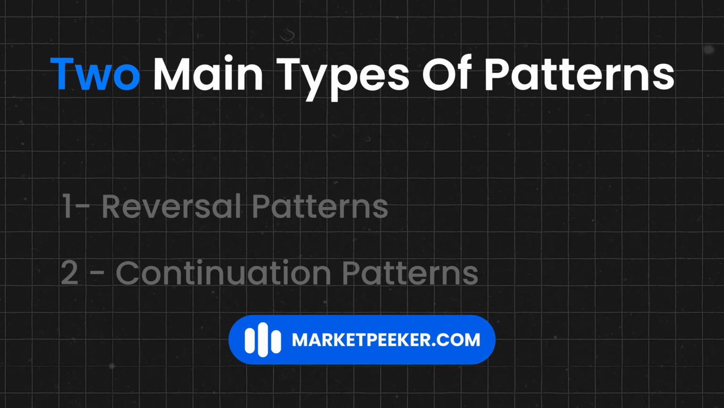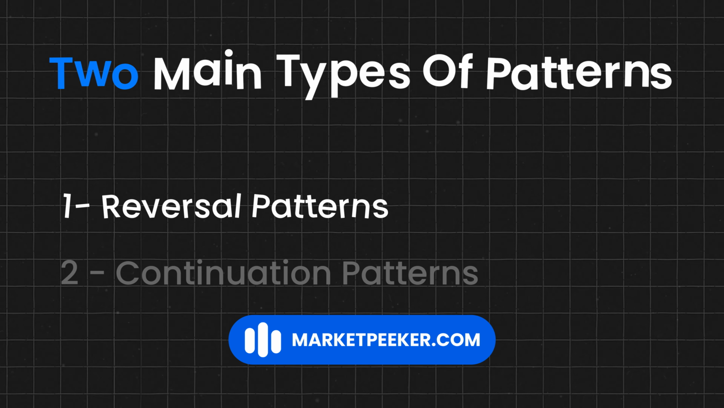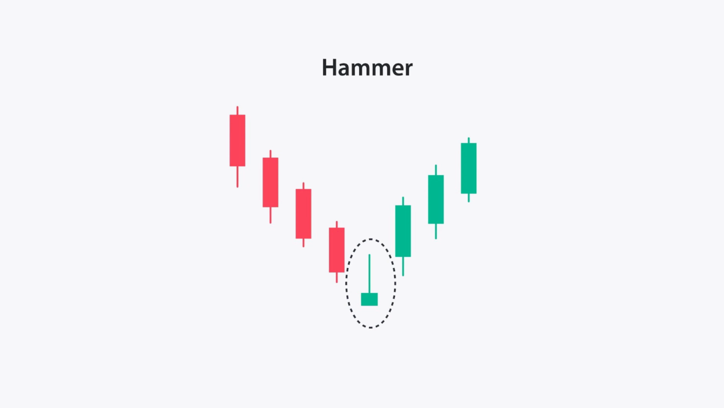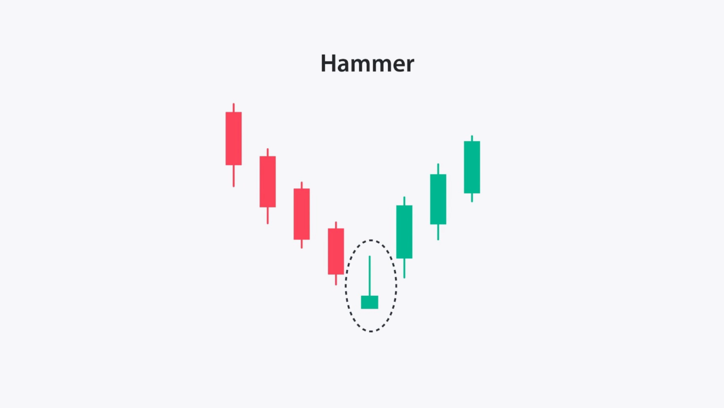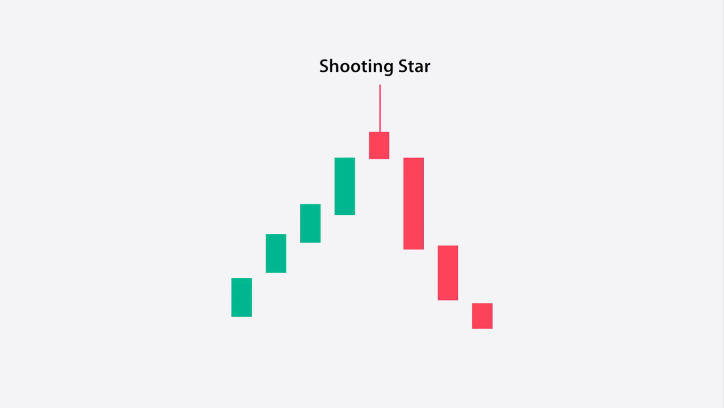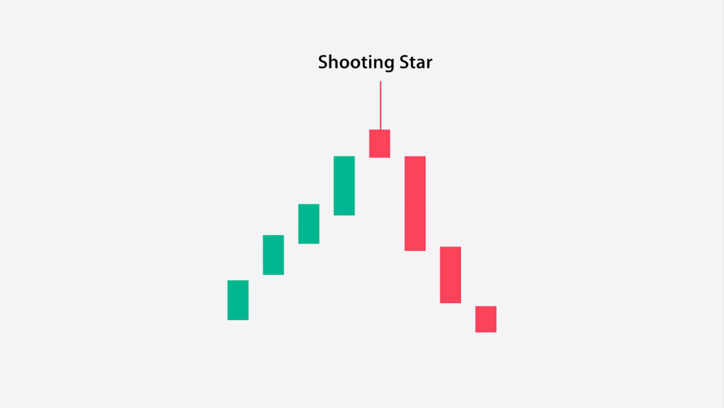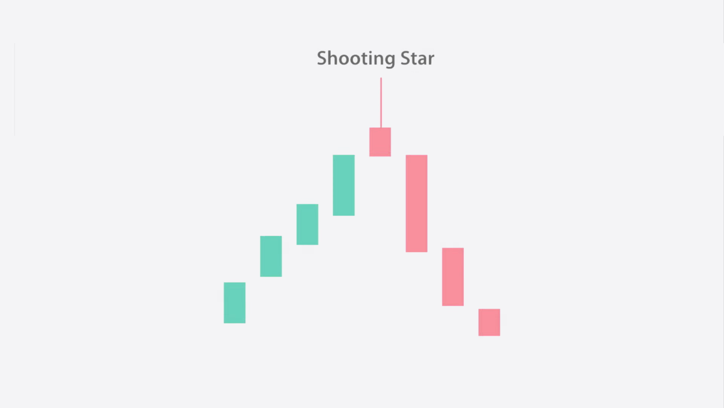Two main types of patterns to remember. Reversal patterns signal a potential change in trend. For example, hammer, a small body with a long lower wick, often indicating a bullish reversal after a downtrend. Shooting star, a small body with a long upper wick, signaling a bearish reversal after an uptrend.